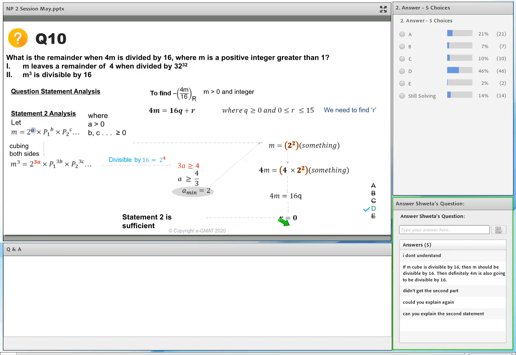Explaining the whole thing again would be too lengthy. Tell me the exact step where you're confused. I'll try to go over it meanwhile. M to the power 3. Okay, so many people are asking it. I'll have to repeat it.